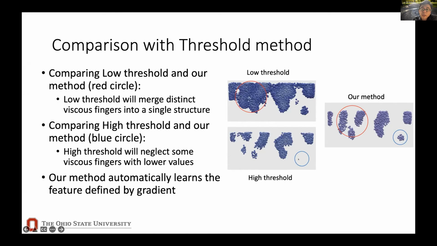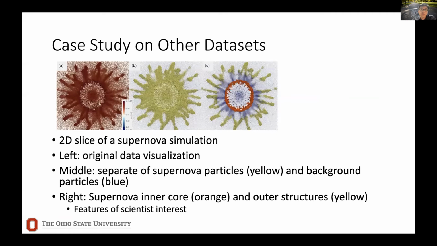If you look at the image at the bottom, you're using a different threshold. Some fingers here, you can see that they're missing. So this is actually the advantage of using a much more succinct latent representation.